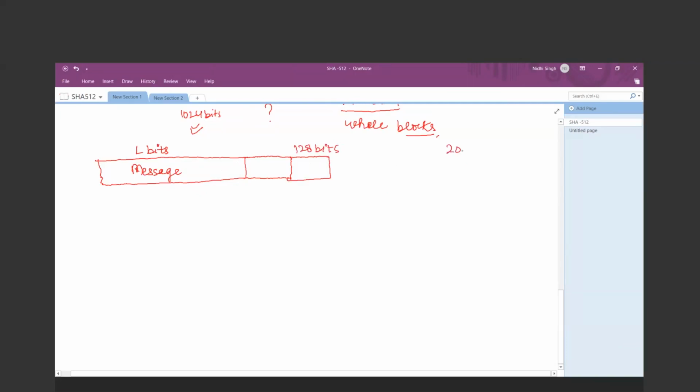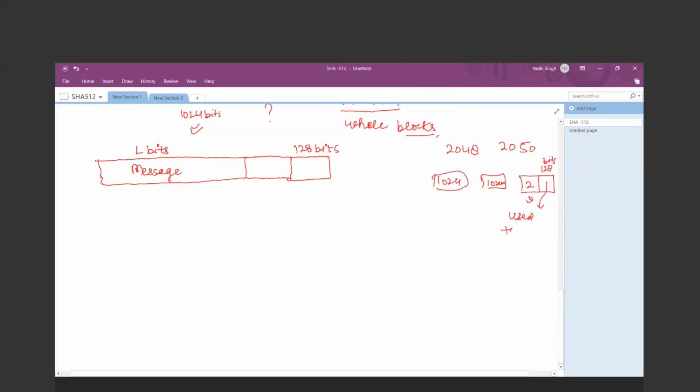Suppose 2048 was dividing completely by 1024, right? Now suppose it is 2050. In this case, obviously 2 bits will be remaining, and this is the last block. So in the last block, there is one restriction. What is that restriction? In the last block, we have to reserve 128 bits. This 128 bits is reserved for indicating the length of the message.